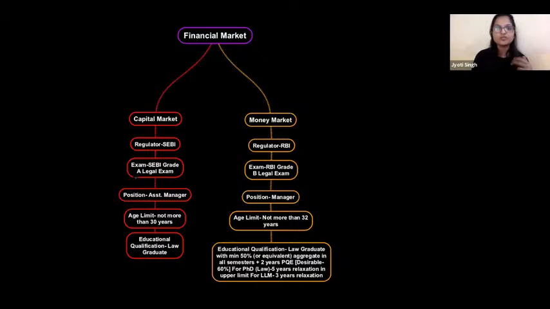So in a similar manner, because of this very reason, the requirements would also be different. Because the position that you would be appointed to when you come to SEBI is that of an assistant manager when you appear for the Grade A Legal exam. But when you appear for the RBI Grade B Legal exam and clear it, the position that you would be appointed to would be that of a manager.